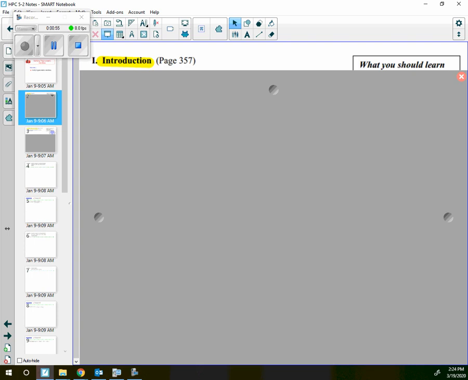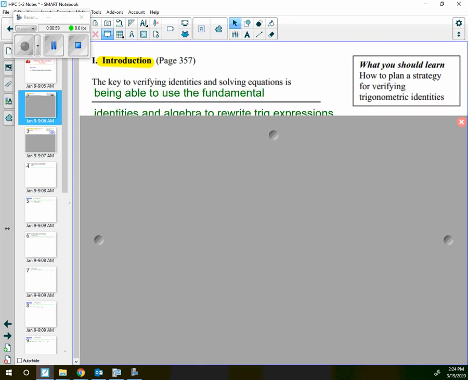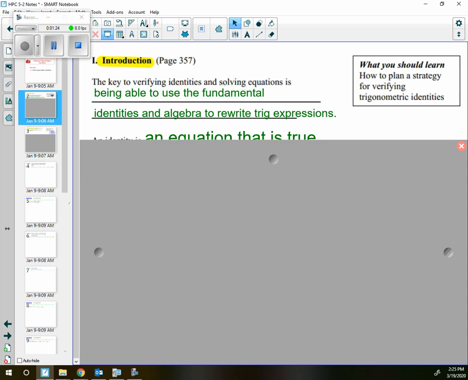So let's take a look at the overarching keys to doing this. It's really being able to use the fundamental identities and algebra to rewrite the trig expression. So we're going back to that list that we did in section 1, the reciprocal, the Pythagorean, all the different things we can do to substitute to be able to rewrite and transform one side into the other. Again, getting ready for that equation solving. There are lots of different strategies that we use to do that, so pause as you need to as we walk through them.